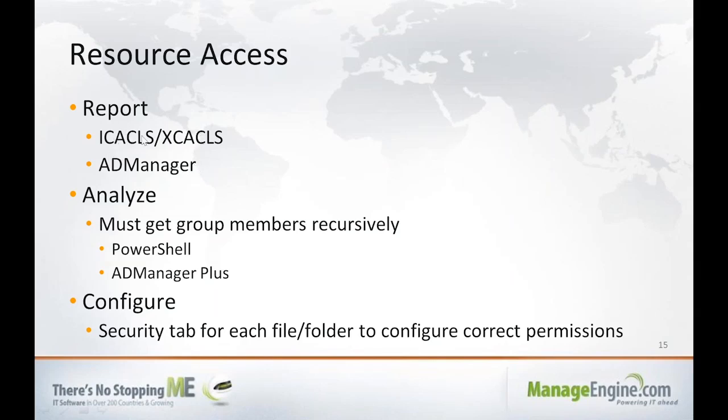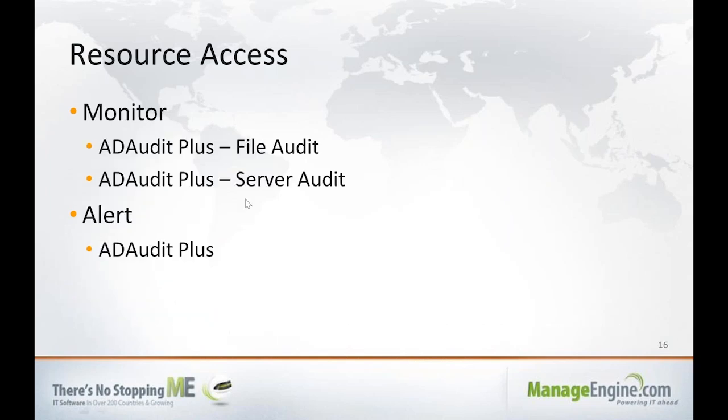This is going to show you users and groups. For your groups, you have to get them recursively. So to analyze, you can use PowerShell or AD Manager Plus, and then you go and configure. But once you have the correct permissions in place, you need to make sure they stay in place. How do we monitor and alert when permissions change?